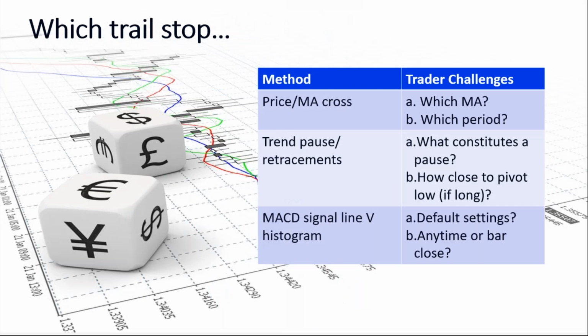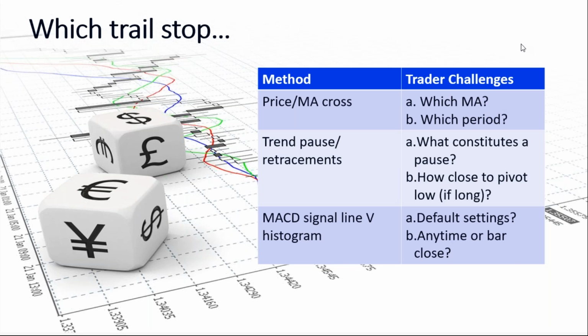Let's look at another one. Let's look at a refinement of one of those subsystems. In the initial stage, you might use something like a 20 EMA as your stop, just to get things started. But there are a number of different ways we can do this. We can use the price cross and the moving average, i.e. the 20 EMA. So we've firstly got to identify which moving average we're going to use.